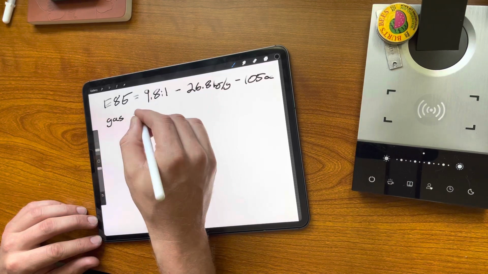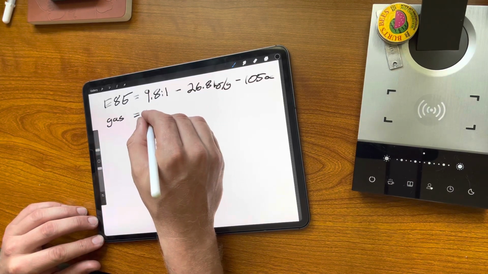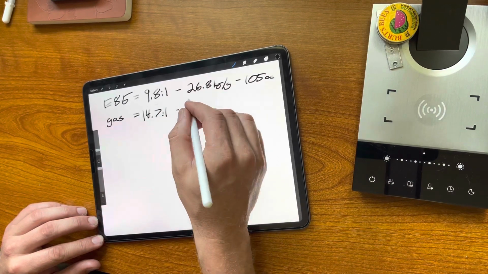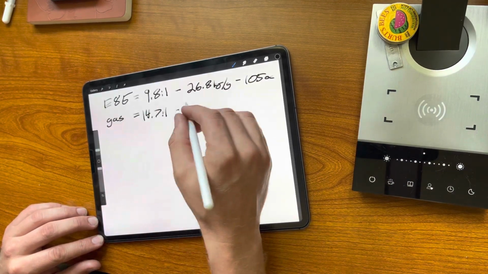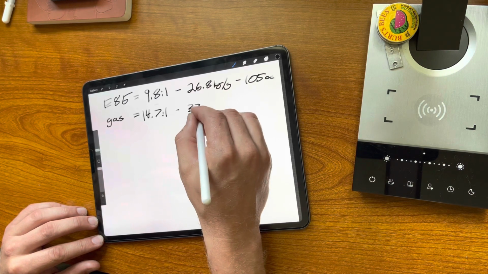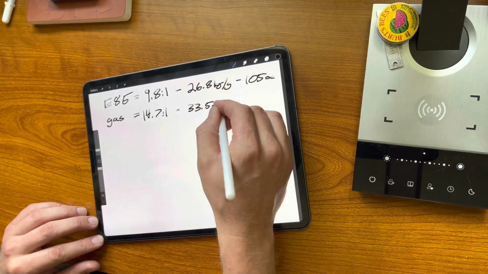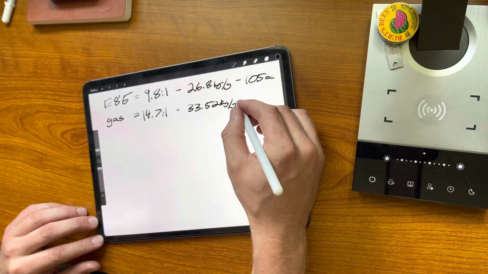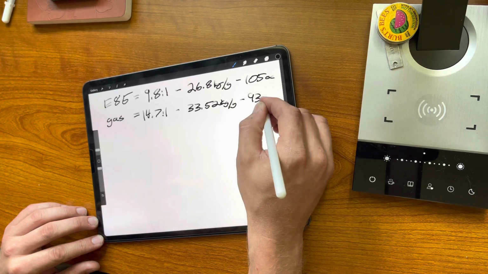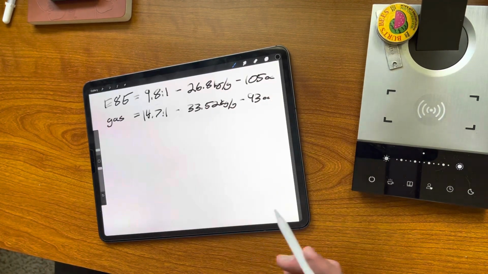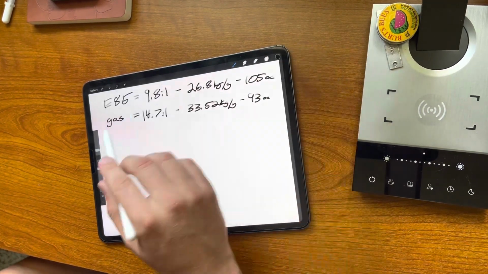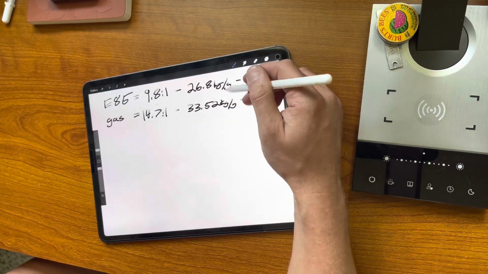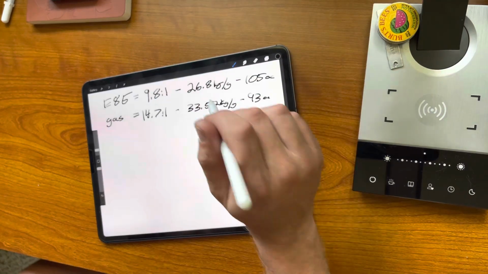And now let's compare that to gasoline. So gasoline equals 14.7, which a lot of us are very familiar with, to 1 stoichiometric ratio. And then gasoline is more powerful than E85. So gasoline makes 33.52 kilojoules per gram. And then it's also a lower octane of 93 octane. So fuel to fuel, gasoline generates more energy than E85 does, which is what scared people away from E85 for the longest time.